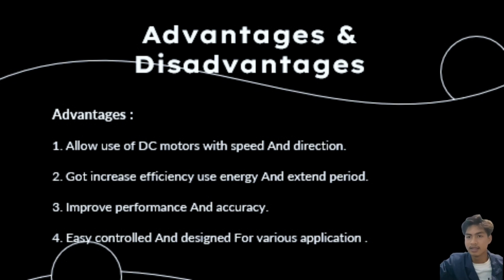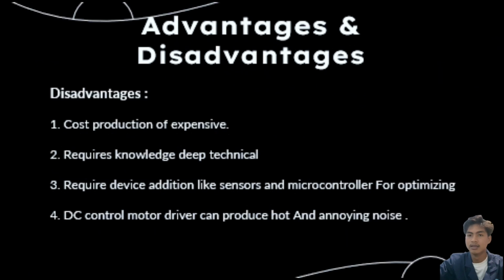Advantages and disadvantages. Advantages: 1, allows use of a DC motor with speed and direction arranged in accordance with need. 2, increases efficient energy use and extends the period of use of the DC motor with proper control. 3, improves performance and accuracy of applications using DC motors. 4, easy to control and designed for use in various applications.